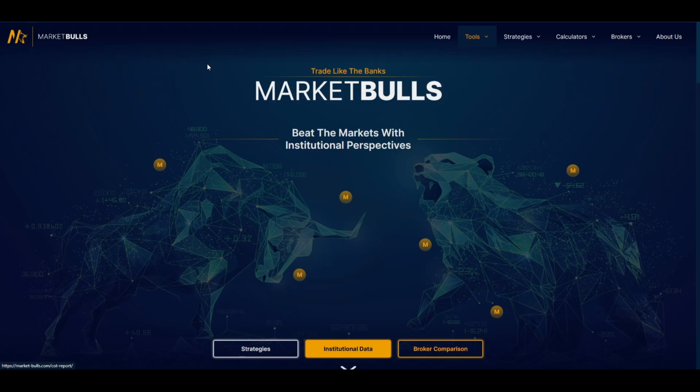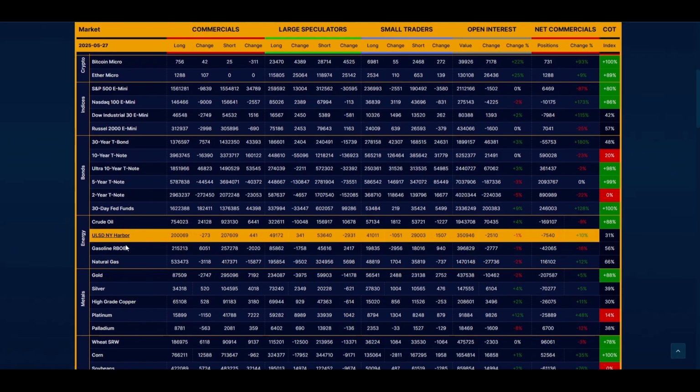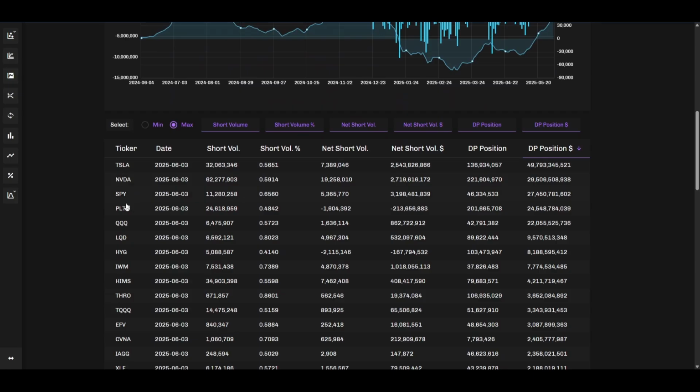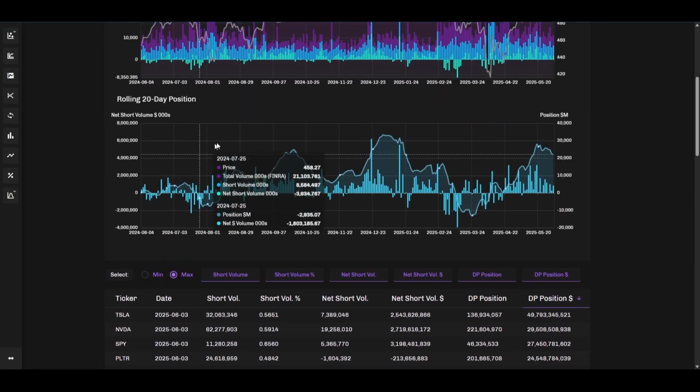So COT reports. We're going to go into S&P 500 or Nasdaq because we are looking at the QQQ. So let's do the QQQ and let's do the third layer here. So this is the third layer.